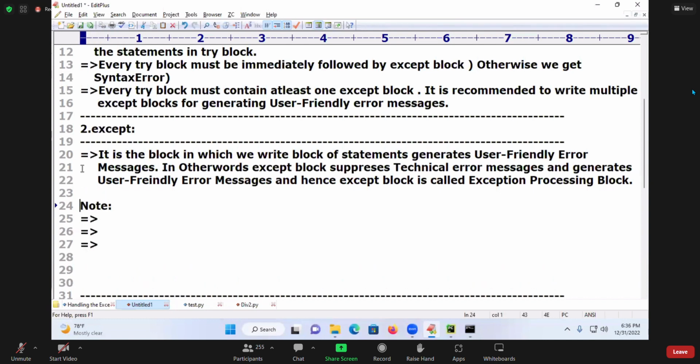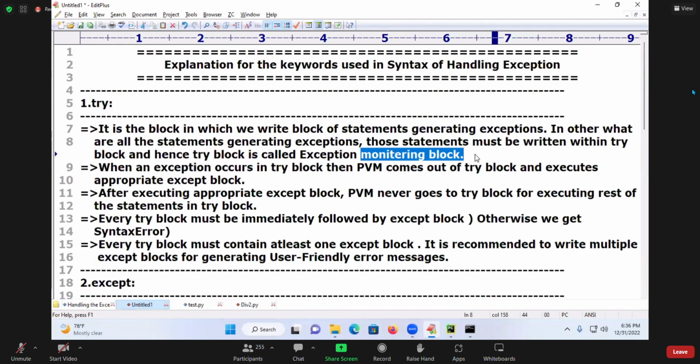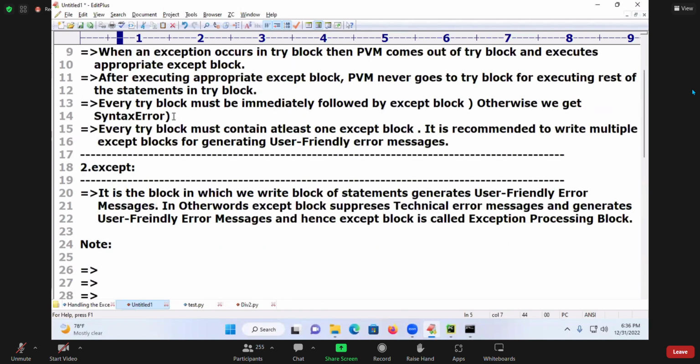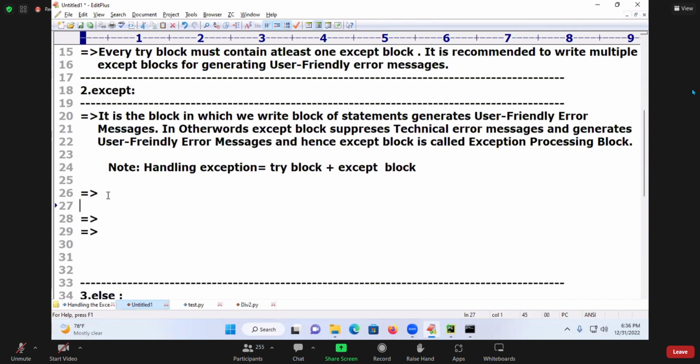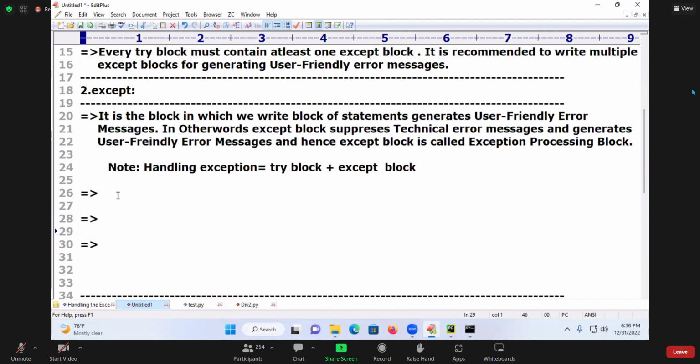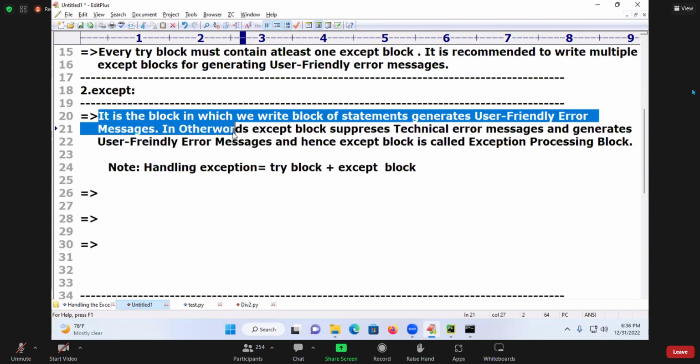Important. Now I want to say one important point here. Conclusion. What is the point I want to say is, handling the exception is nothing but what? If I want to handle the exception, one try block I need to write or not? Plus one except block also need to write or not? So handling exception is equal to which block? Try block plus except block. It's mandatory. Handling exception is nothing but try block plus except block. I must take this compulsorily.